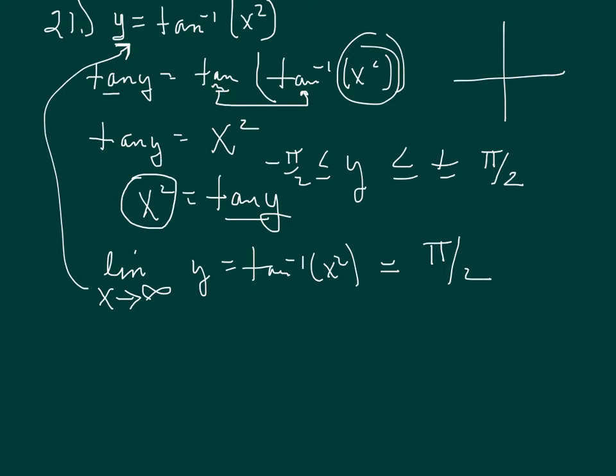Because if you look at the function, the tangent looks like this. The tangent of x squared is going to be much sharper on this side like this.